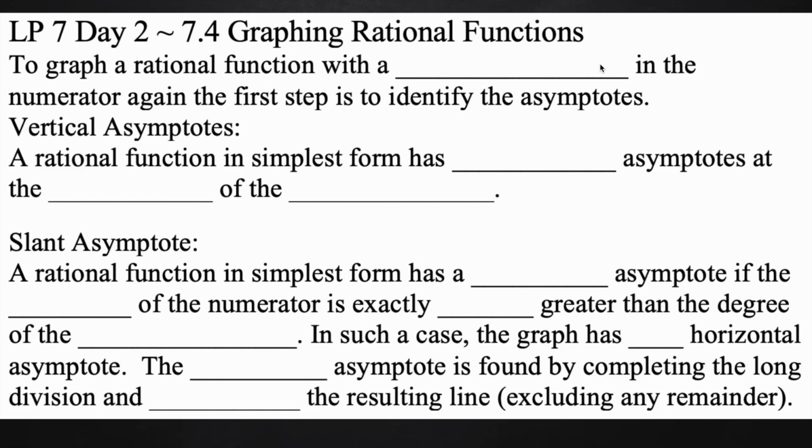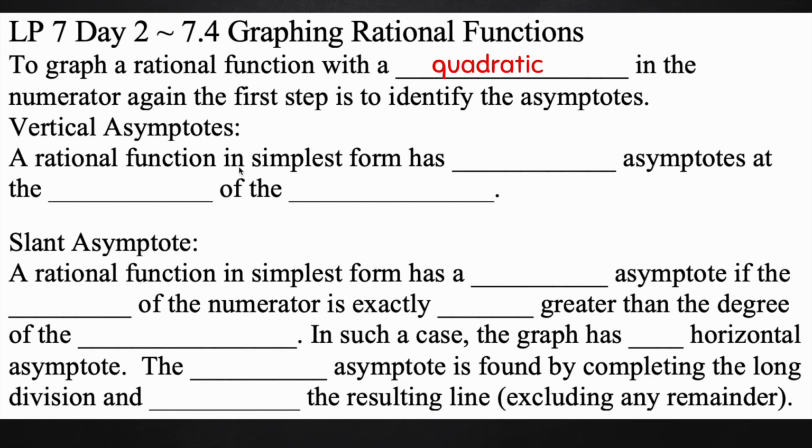So in this video, we're going to graph another rational function, but this time we're going to graph a rational function with a quadratic in the numerator. Again, the first step is to simply identify the asymptote. Remember, those are our limit lines. If you didn't watch the previous video, I had a Gandalf reference there. It's the line that you shall not pass.